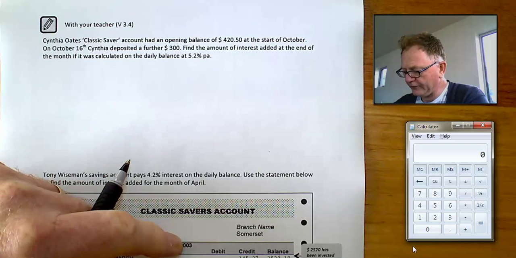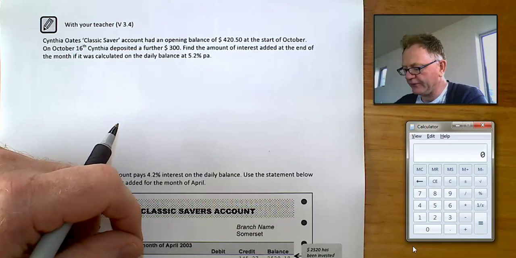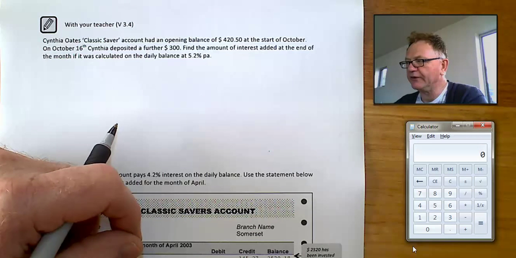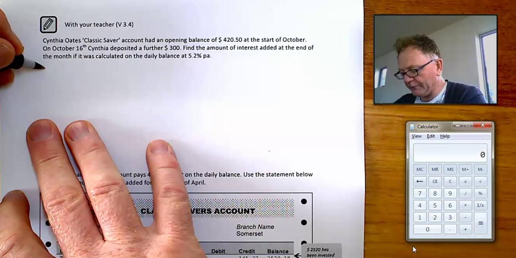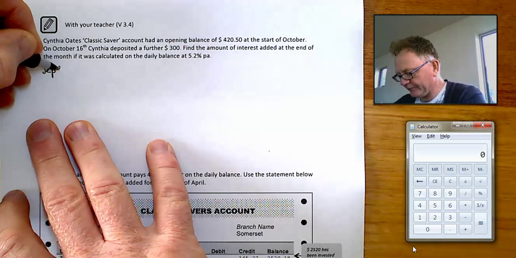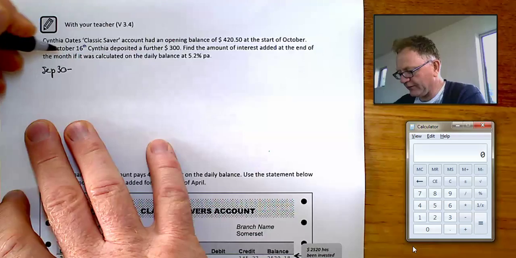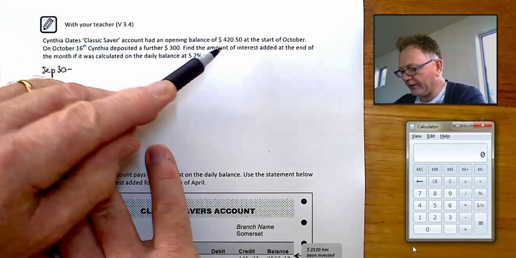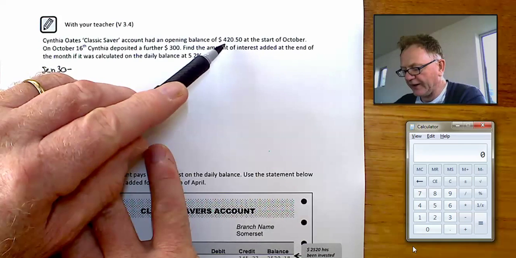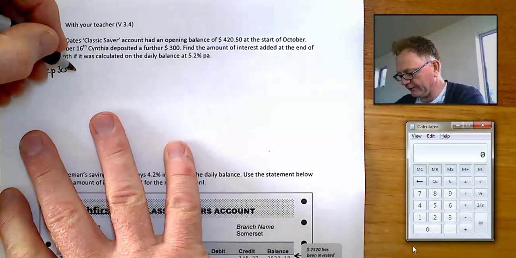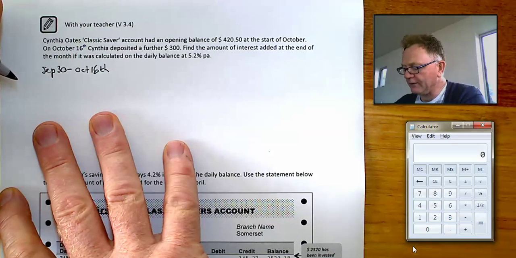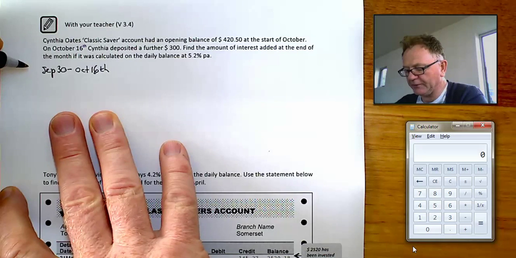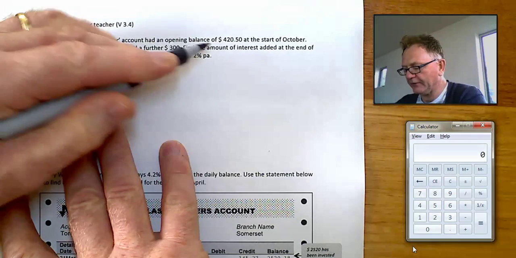Now, Cynthia Oates' account had an opening balance of $420.50 at the start of October. That would mean that at the end of September the same amount was in there. So you could take the opening period as being from September the 30th up until whenever her balance changed. It was that amount, $420.50, at the start of the period, and it didn't change until October the 16th. You could use your table of dates if you're unsure about this, but that would make 16 days when her balance was this amount.